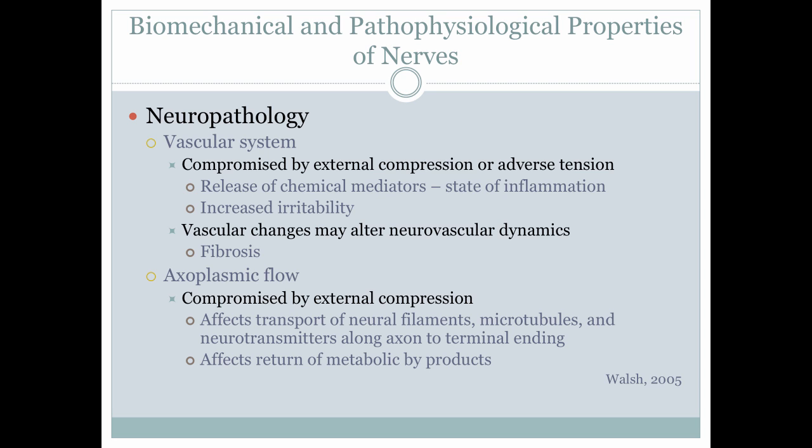And then finally, axoplasmic flow could be compromised by external compression. If we remember back to our learning about nerves and the physiology of nerves, basically what happens here is it affects the transport of the neural filaments, the microtubules, and the neurotransmitters along the axon to the terminal ending. And we remember that these chemicals flow along the axon down to the terminal ending, and then there's byproducts that are formed that then flow backwards back to that cell body.